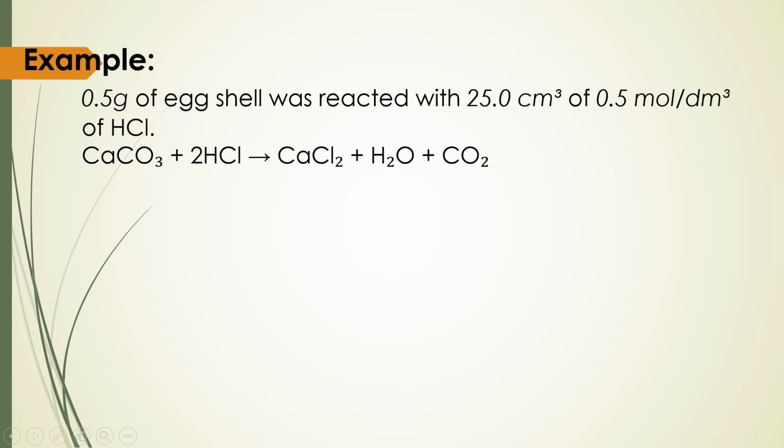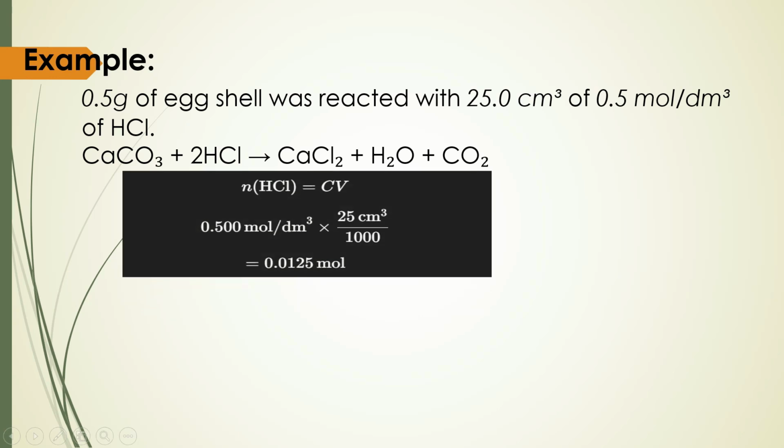We can calculate the number of moles using this simple formula, CV. C represents concentration, V represents volume. As you know, the volume is 25 cm³ and the concentration is 0.5 molar. So simply multiply them: 0.5 mol/dm³ times 25 cm³, but we are dividing it by 1000, because the volume here is in cm³ and we want it converted into dm³. Now, this cm³ after dividing by 1000 becomes dm³, and this dm³ gets cancelled with the dm³ in the concentration, and we are left with 0.0125 mole of HCl. So this is the total number of moles that we have used.